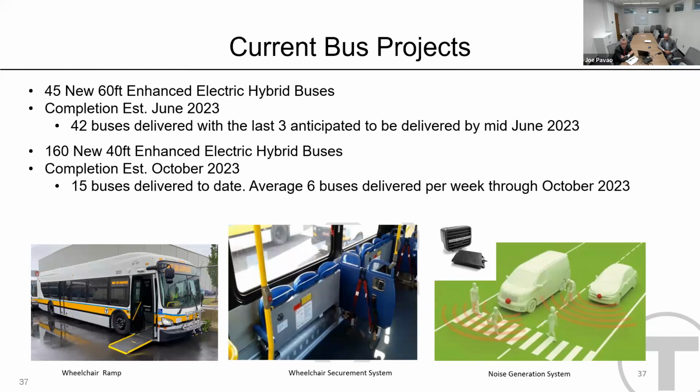That includes 8 buses for the Massport airport with luggage racks. Secondly, we have a 160 bus order of 40-foot enhanced electric hybrid buses. This is just underway also. 160 buses, a lot of buses. It's going to take us some time to get them all delivered. We're now up to 30. It quickly rose on us over the last couple of days. And we're averaging delivering 6 buses per week.